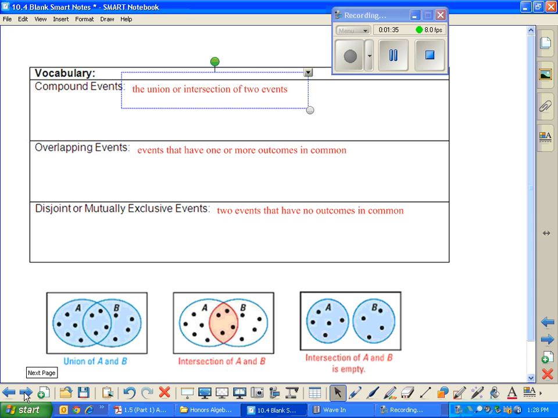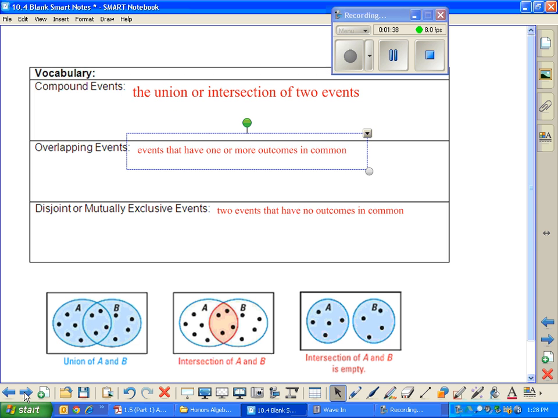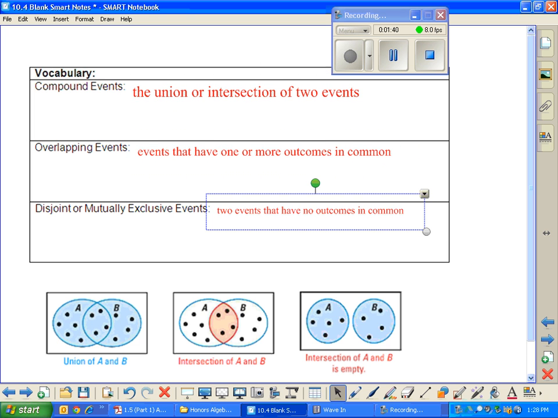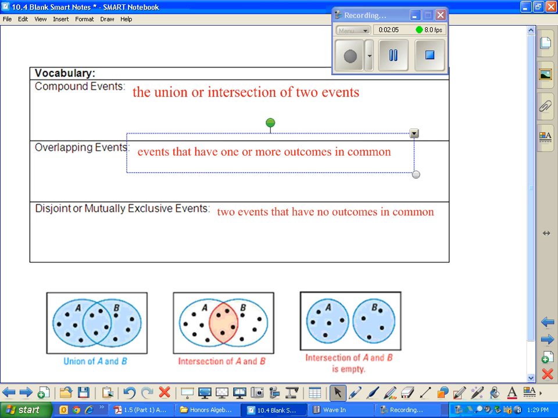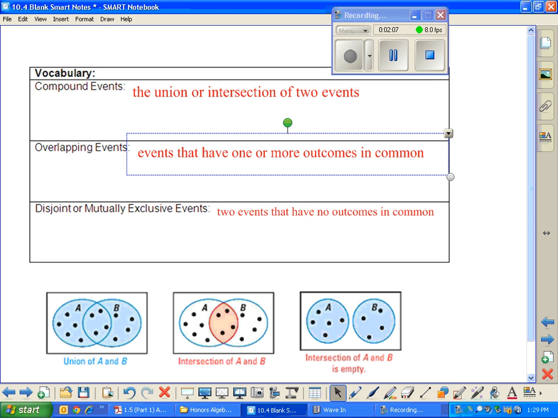We have 3 very important vocab words. We have a compound event. A compound event is the union or intersection of 2 events. The union is like this first picture down at the bottom, where it's all of event A and all of event B. Everything is taken into consideration when we are asked about the union of A and B. The intersection of 2 events is just where they overlap.